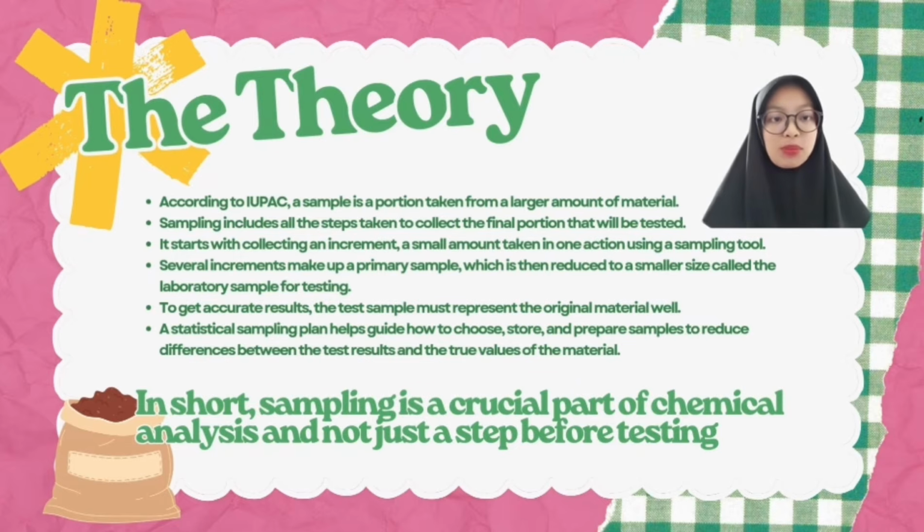A statistical sampling plan helps guide how to choose, store, and prepare samples to reduce differences between the test results and the true values of the material. In short, sampling is a crucial part of chemical analysis and not just a step before testing.